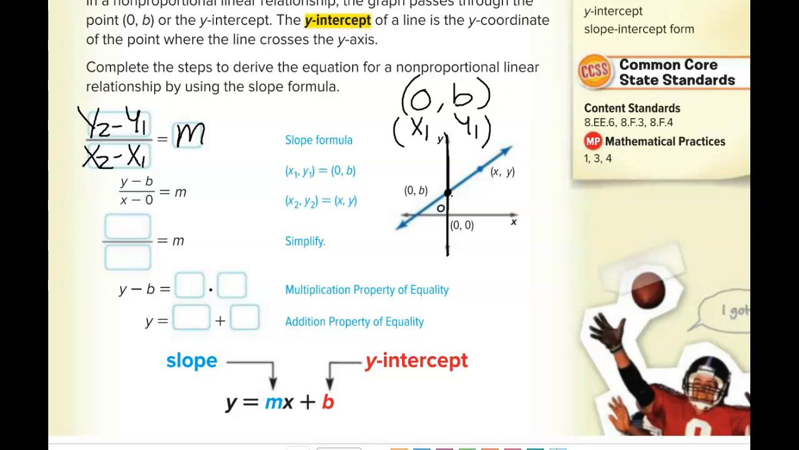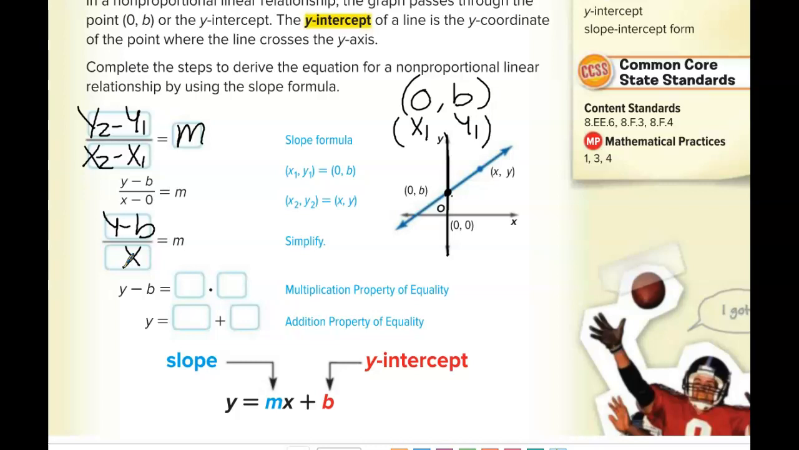Okay, so then to get to my next step, on top I have y minus b, correct? On the bottom, if I take x minus 0, what does that give me? x, right? Because I have x minus nothing. That gives me x. So we're going to simplify it, like we just did. Now I want to solve for y. I want to get y all by itself.